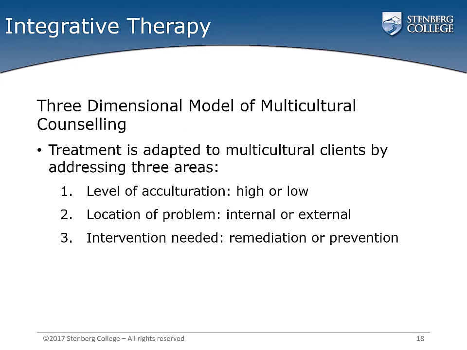TTM is touted as probably the best change model within integrative therapies. However, there are others worth noting. The 3-dimensional model of multicultural counseling is similar to TTM, wherein treatment is adapted to multicultural clients through looking at 3 areas. One is the level of acculturation and determining whether it is high or low. The location of the problem, is it internal or external, or perhaps both? Intervention needed is the 3rd dimension of either remediation or prevention.